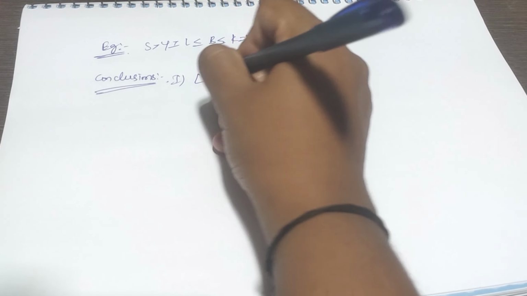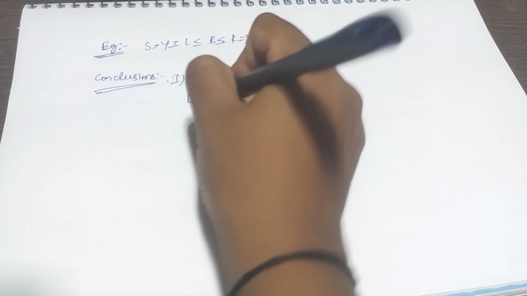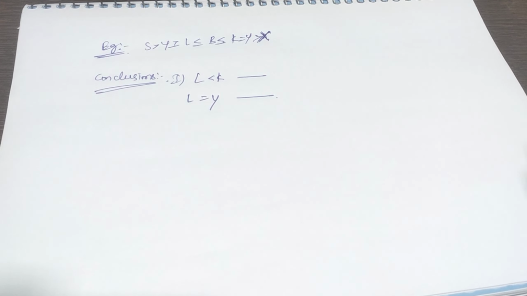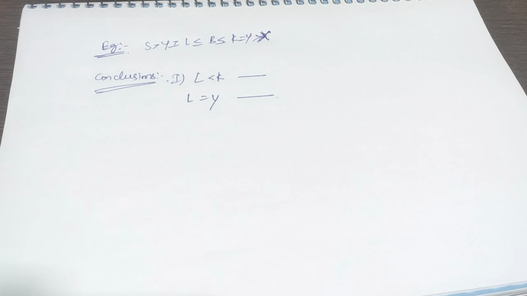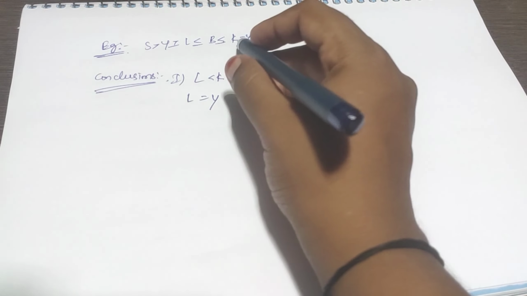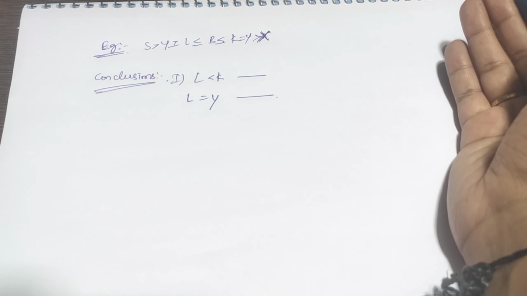Yes, this is another example I am going to solve now, and the conclusions are: first conclusion is L is less than K, second is L is equals to Y. Whenever we see this, here L and K, L and Y, these are two different letters, right? By seeing these two letters, we cannot conclude that this is not a complementary pair, okay? Here, K and Y are equal.